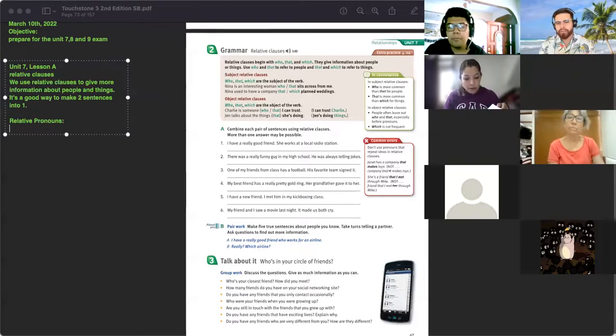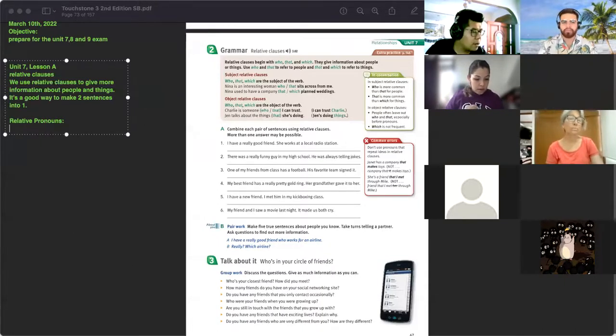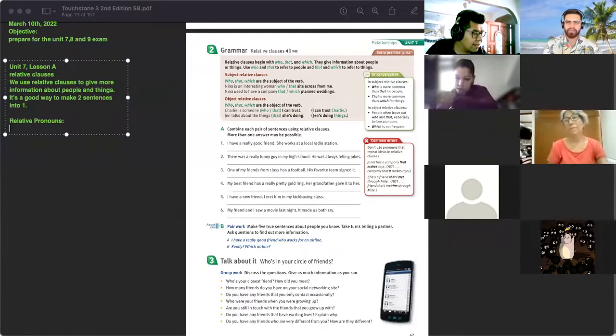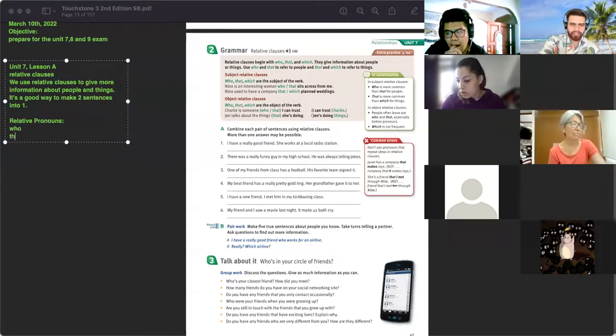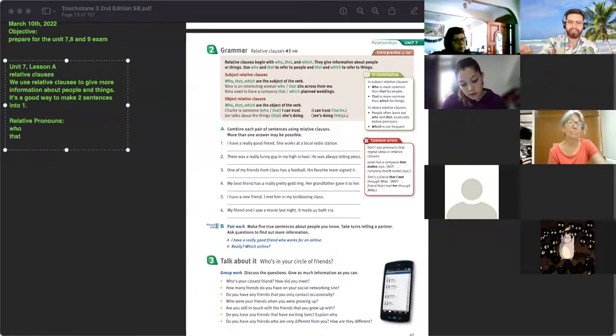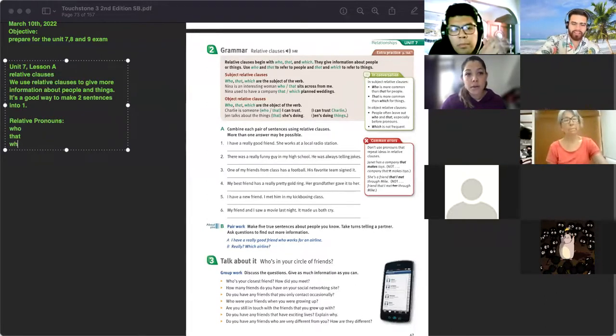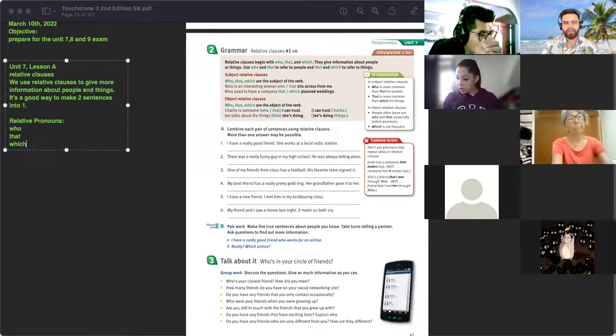Esmeralda, what are the relative pronouns? I don't remember, teacher. Sorry. You don't remember? All right. Well, I'll give you a hint. The first one is who. That. And the last one is which. Okay. Who, that, and which. Those are the 3 relative pronouns.